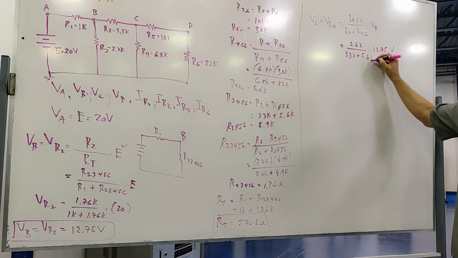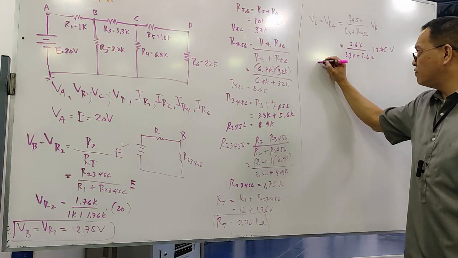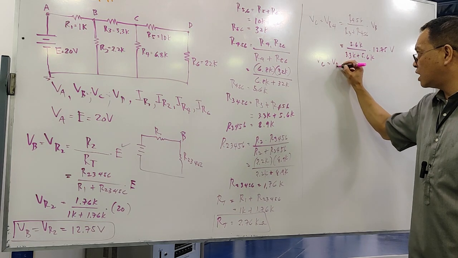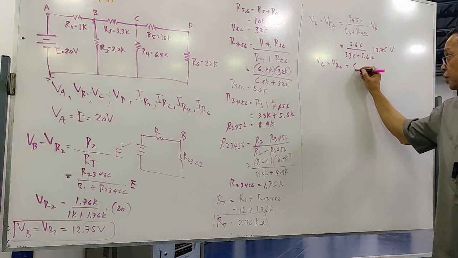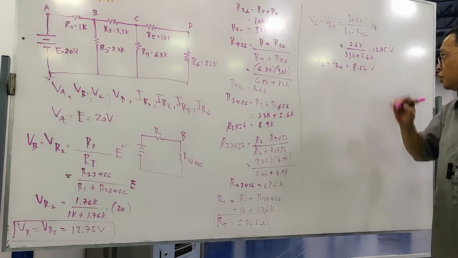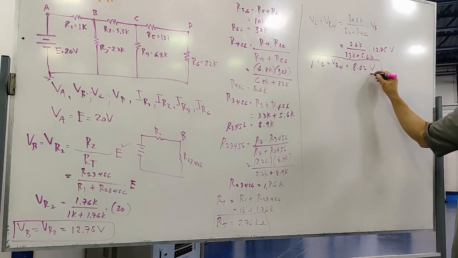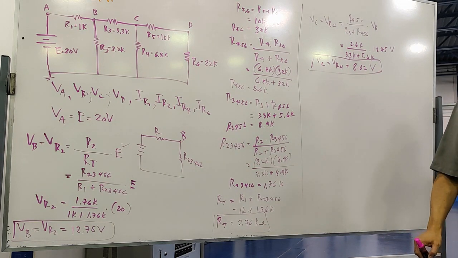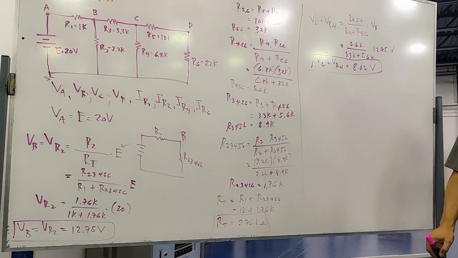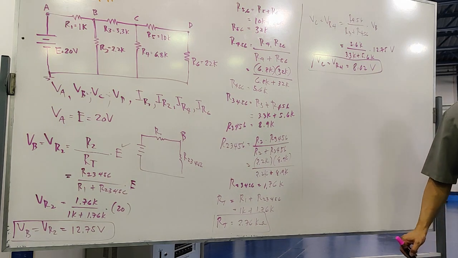12.75 volt, right? So what's now VC or VR4? 8.02 volts. All right. Double check with your table, please. Is it the same? Are we getting the same value? Almost the same. Please check. Good, so far good. Are we getting the same number?